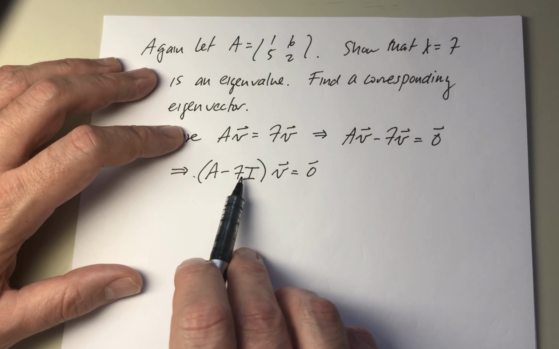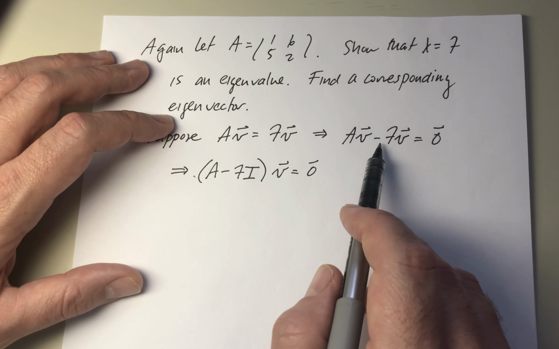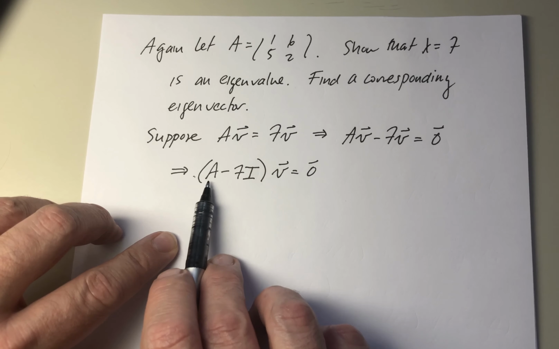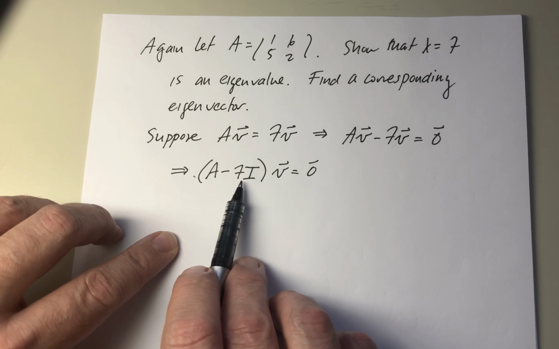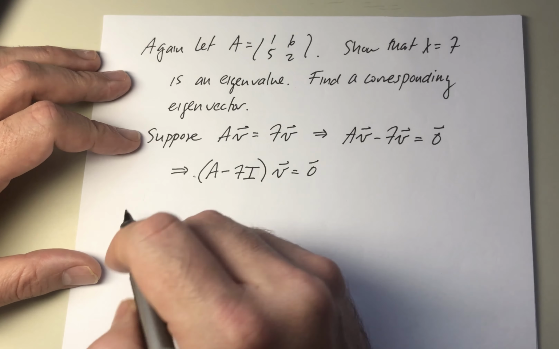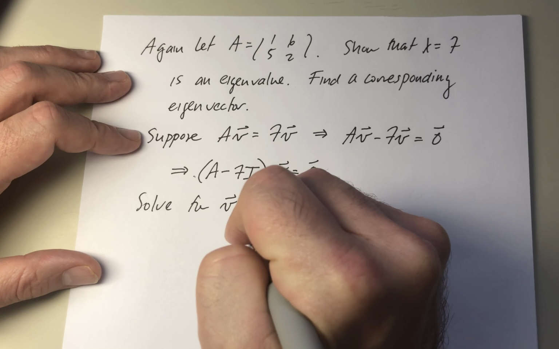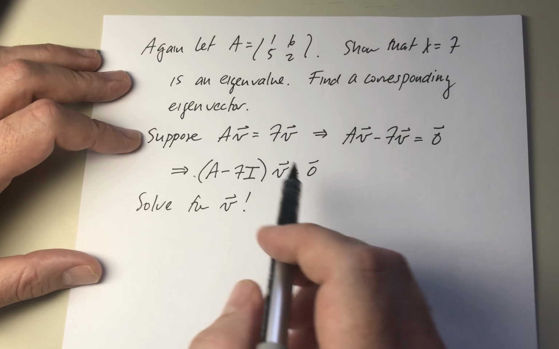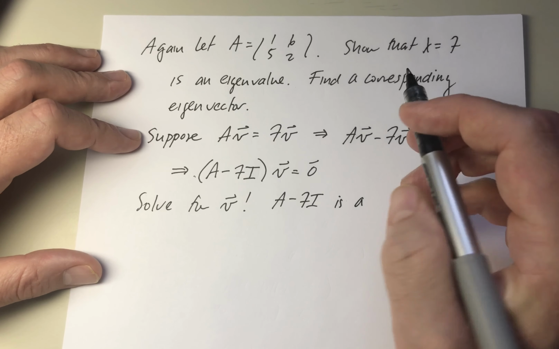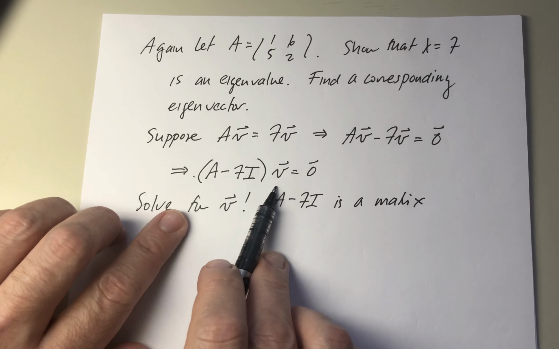But you notice that 7 times I times the vector is the same as 7v. So when I'm factoring out a 7, what I'm really factoring out is a 7I, because I want this to make sense as a matrix minus a matrix, okay? But notice now that, again, we're looking for v. So now we want to solve for v. Note that A minus 7I is just a matrix, a square matrix, in this case 2 by 2. And this is the unknown.